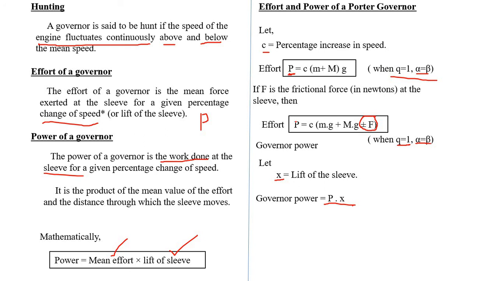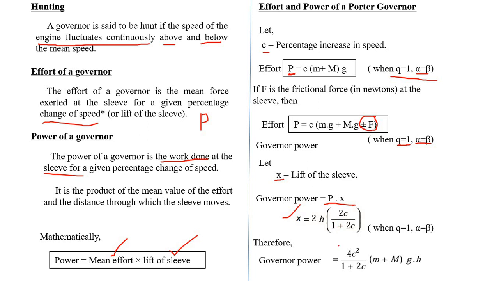Both conditions, considering friction and without considering friction. So we can find the sleeve lift: x is equal to 2h into 2C divided by 1 plus 2C. So when q is equal to 1, alpha is equal to beta. Therefore, governor power is equal to 4C squared divided by 1 plus 2C into small m plus capital M into g into h. This is the formula for governor power.